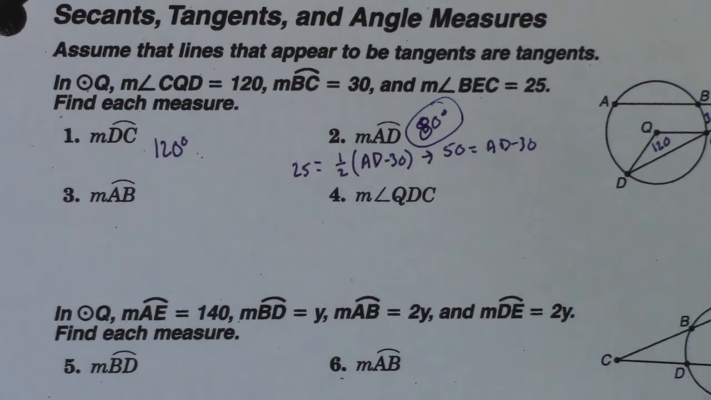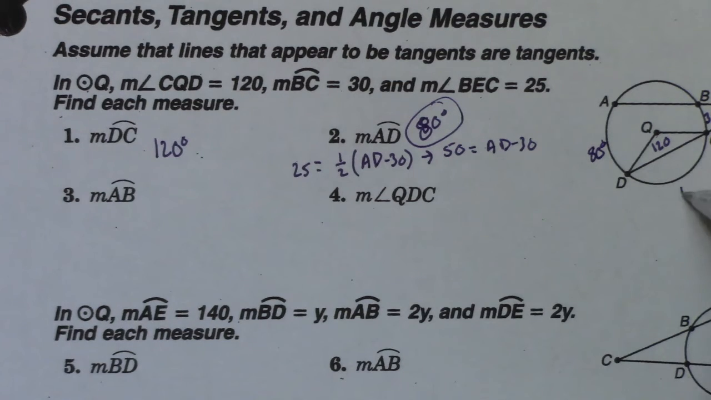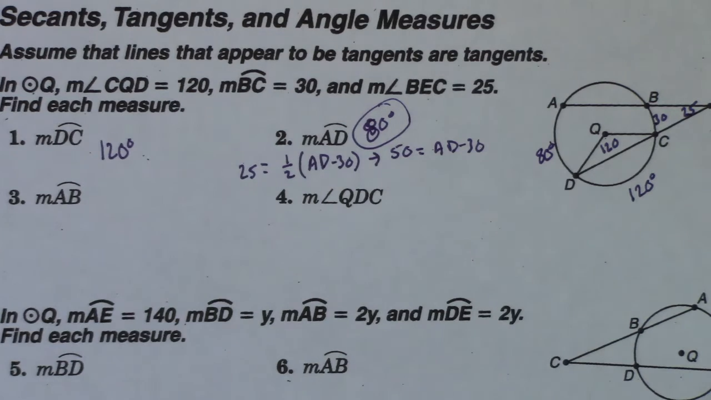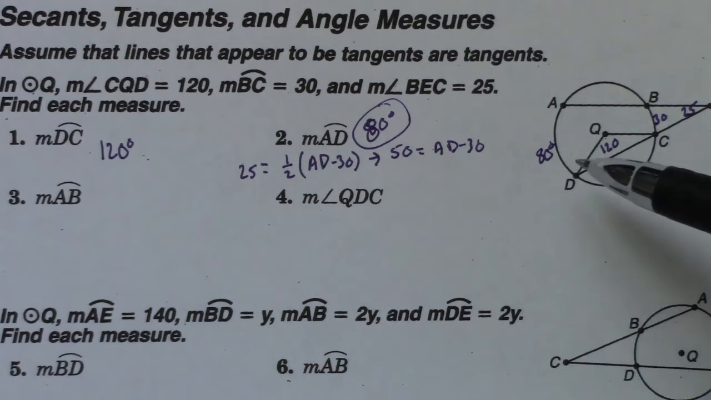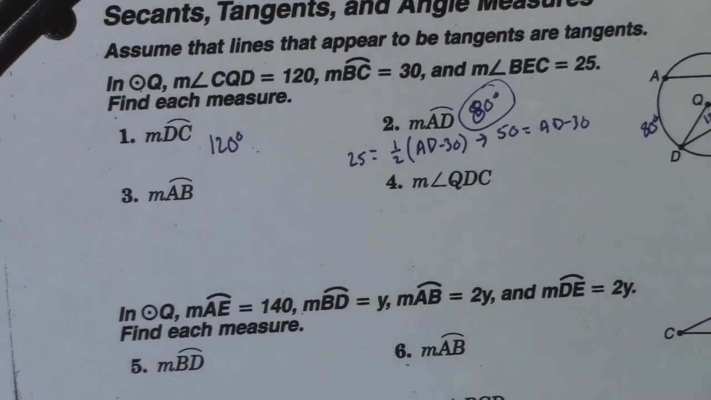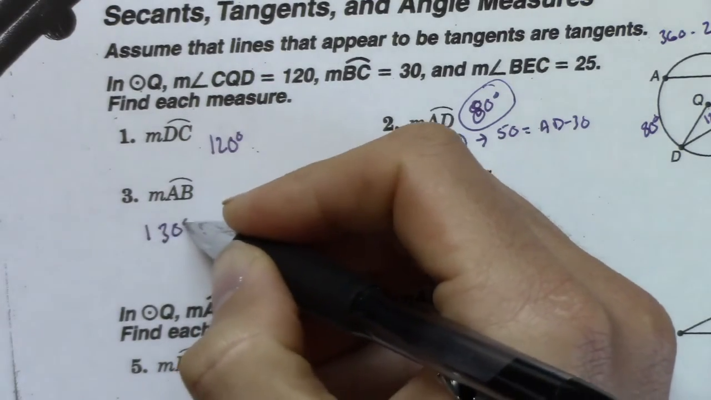Number 3, we're asked for AB. Having not written the numbers on the circle, for a moment I was very confused, but guess what? If we know 3 parts out of 4, we just have to add them up and subtract from 360. So the 80 and the 120 make 200, plus the 30 make 230. So to find the remaining for AB, we simply need 360 minus the 230 we had up above, which is going to give us a remaining measure of 130 degrees.